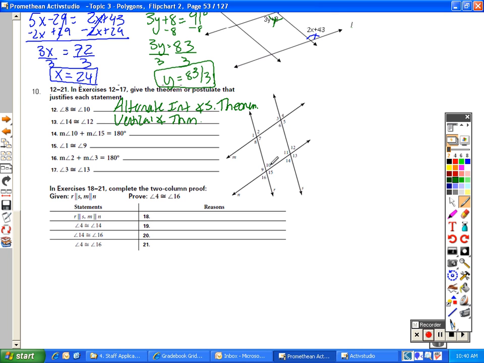Why do 10 and 15 add up to 180 degrees? They are a linear pair. They make a line. Why are 1 and 9 congruent? They are a pair of corresponding angles. Corresponding angle postulate.